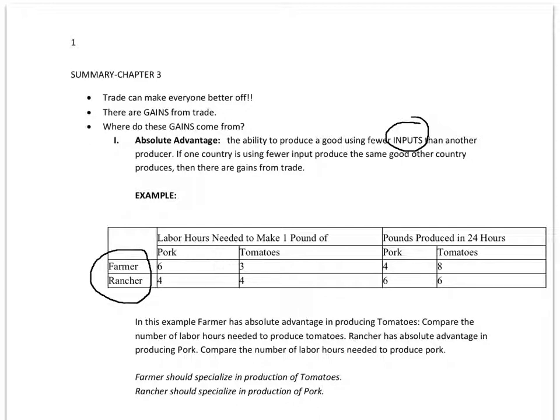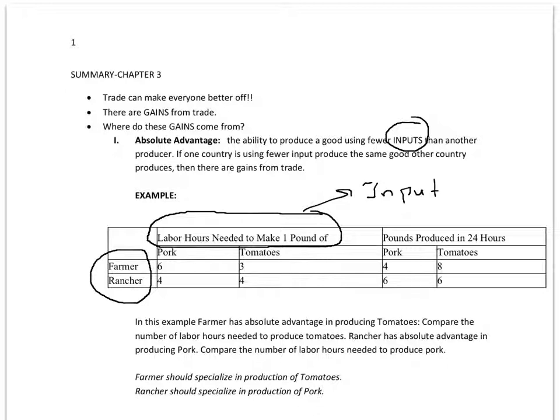The input they put in to produce pork and tomato is the labor hours needed to make 1 pound of each good. Okay, so the labor hours are the input. So the first thing is you need to look at the table and see where you can find the input. This is the input. And what does absolute advantage say? For the production of one good, the person has the absolute advantage if he uses fewer inputs than the other person.